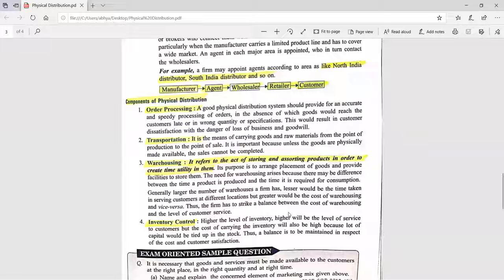Second is transportation. Why is transportation required? Like I am telling you, the manufacturer will be selling goods to the wholesaler, and the wholesaler will be selling goods to the retailer. How can this sale be possible? Only because of transportation.